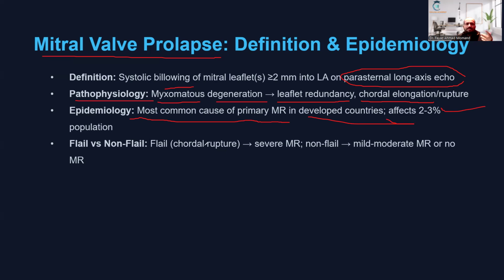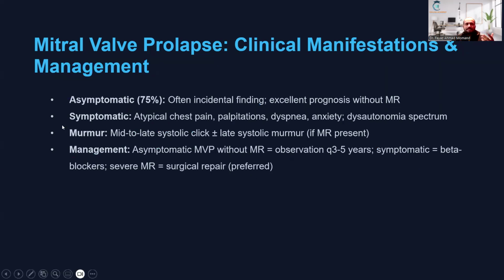It affects 2 to 3% of the population. It could be either flail, which is chordal rupture, or non-flail. Because of chordal rupture, this causes severe mitral regurgitation. Non-flail is usually mild to moderate or no mitral regurgitation. Now, management: if the patient is asymptomatic, you just watch and wait, and you can repeat the echo. A symptomatic patient may get symptoms like atypical chest pain, palpitations, dyspnea, anxiety, dysautonomia. You can hear a murmur, which would be a mid to late systolic click or late systolic murmur if regurgitation is present.